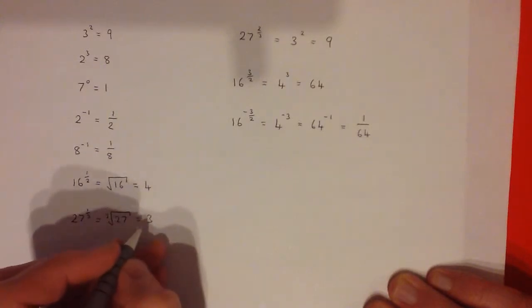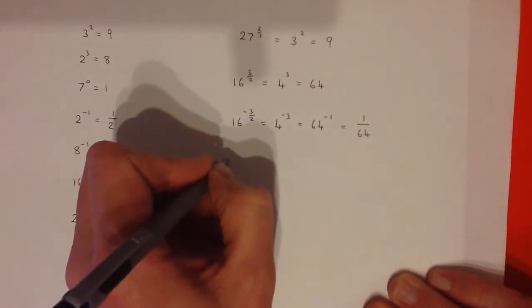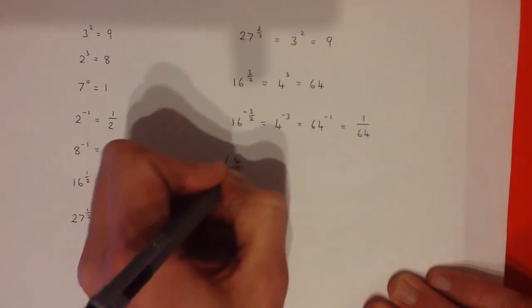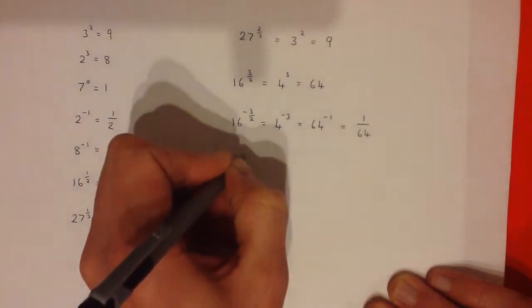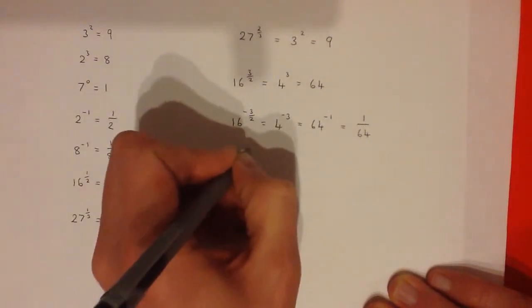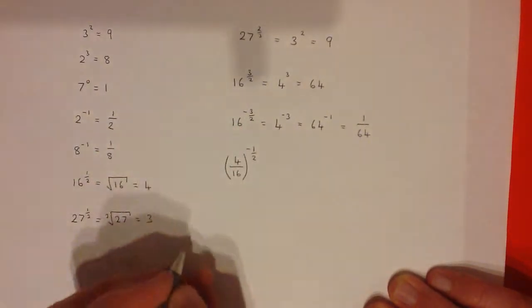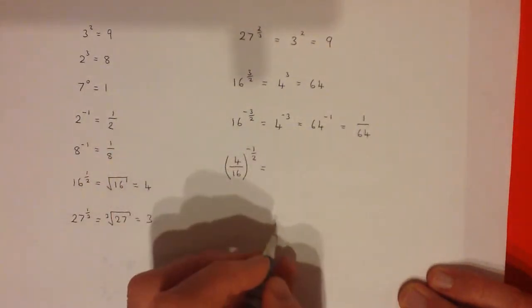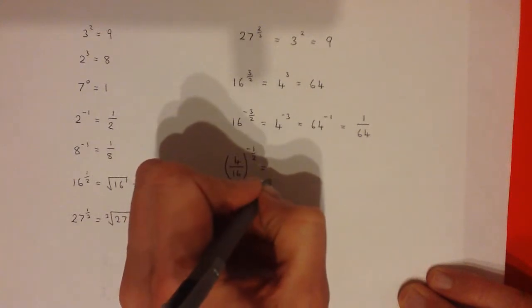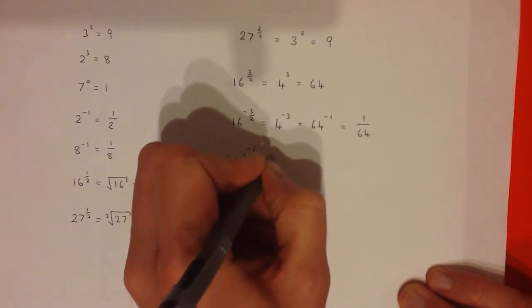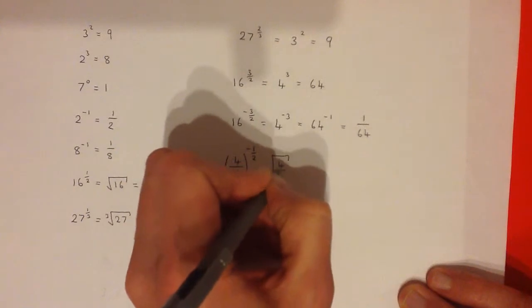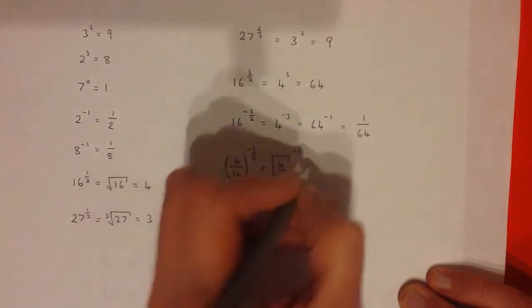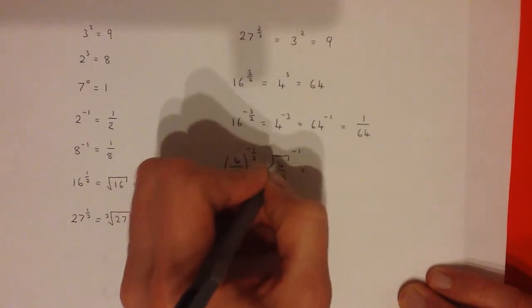Finally, we might end up with a fraction to the power of a fractional power. We might have something like this, 4/16 to the power of -1/2. Remember, power of 1/2 is the square root, so we can write this as square root of 4/16, or to the power of -1. Let's deal with this first.